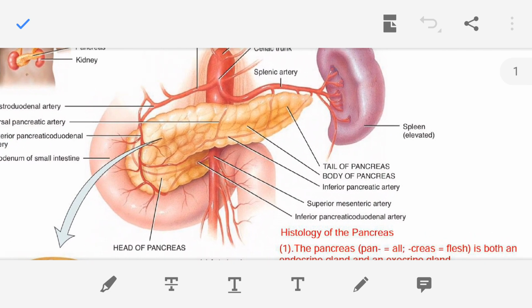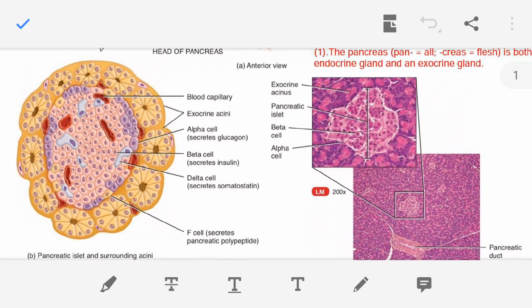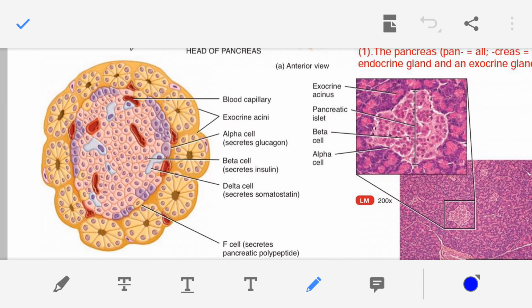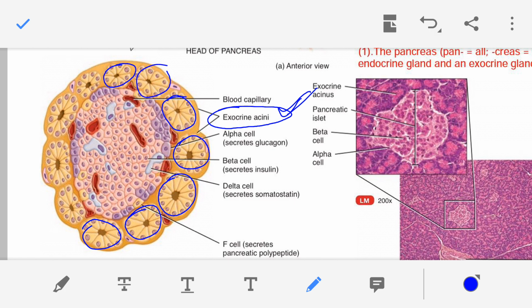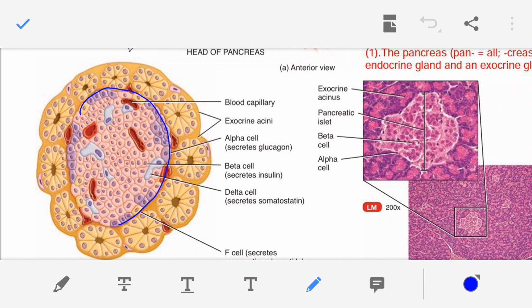So here this is the pancreas, and I am showing you the cross section of the pancreas. If you observe this cross section you will find the exocrine acini. As I told you earlier, the 99% portion of the pancreas is occupied by this exocrine acini, and only 1% area of the pancreas is the endocrine part, that is the islet of Langerhans.